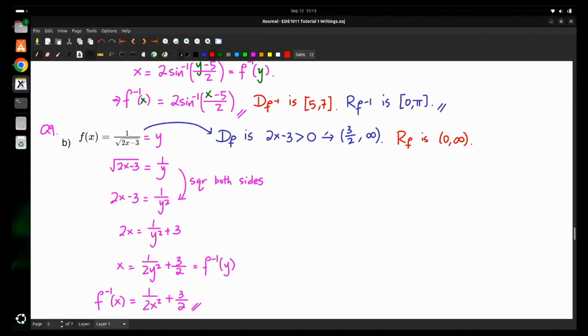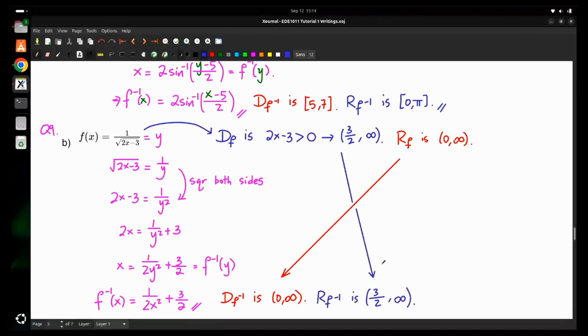So once you have that, then you can write the domain already. The domain of f inverse is 0 to infinity. Okay, because you swap. Then the range of f inverse is 3 over 2 to infinity. So you just swap.